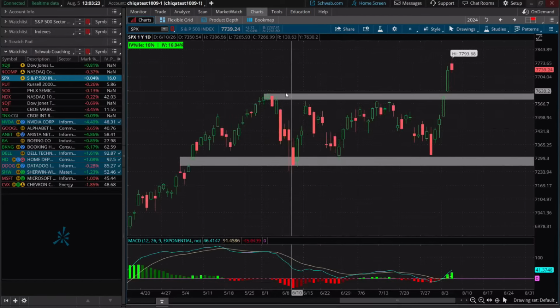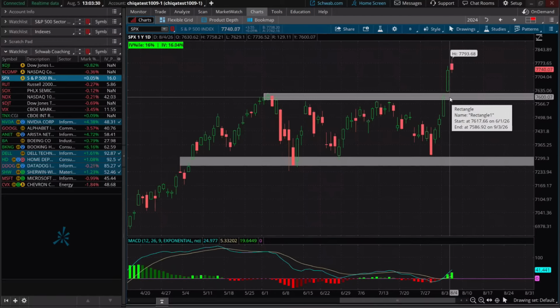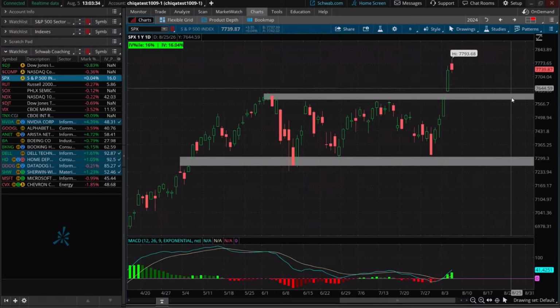So when you have a resistance level and you actually see that price gaps above it, that is a very bullish sign. That is what we call a breakaway gap. That indicates the start of a new trend.